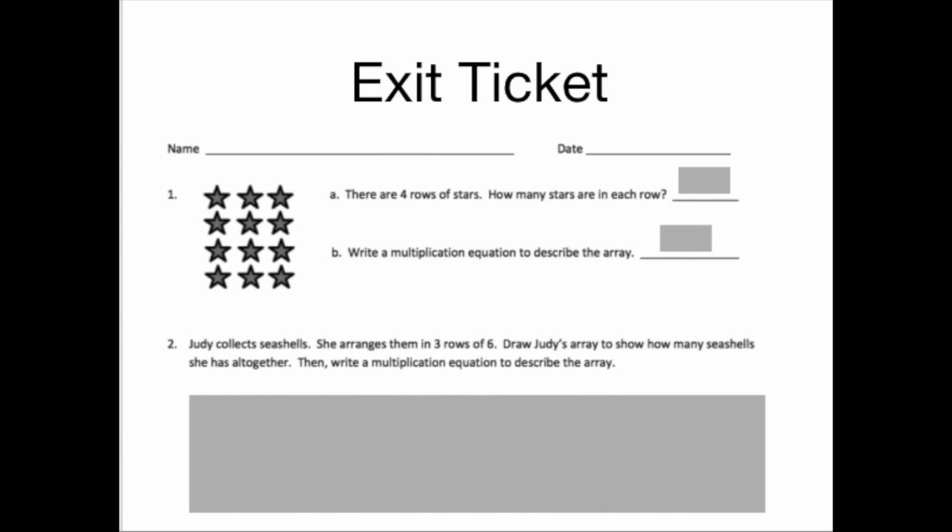So it's an equation, so I am going to be looking for an equal sign. There should be an answer. Number 2, Judy collects seashells. She arranges them in 3 rows of 6. 3 rows of 6, okay? Don't forget to use the read, draw, write strategy. Draw Judy's array to show how many seashells she has altogether. Then, write a multiplication equation to describe the array. So this is a 2-part problem, guys. Go ahead and pause the video.